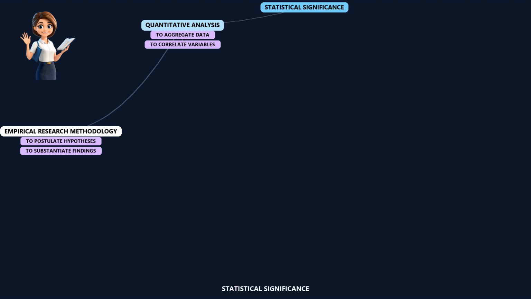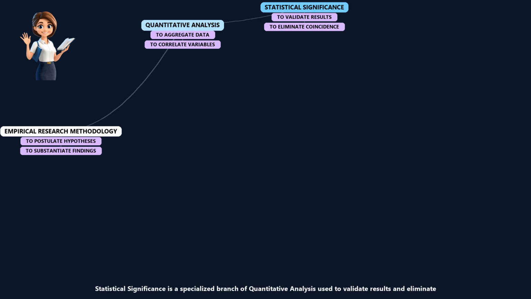Statistical significance. Statistical significance is a specialized branch of quantitative analysis used to validate results and eliminate coincidence. This means we use math to prove that a result wasn't just a lucky guess.